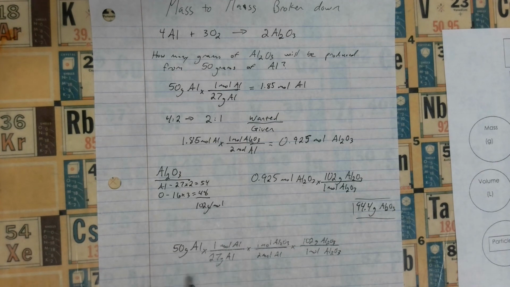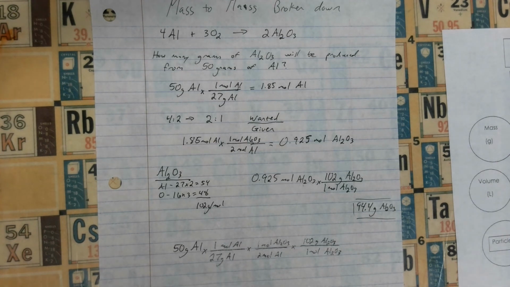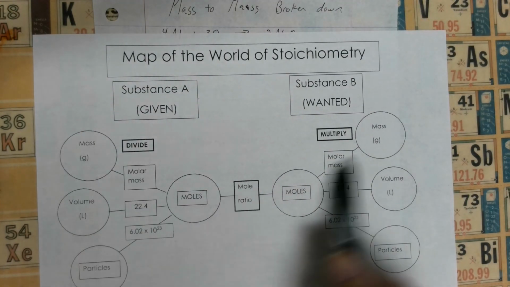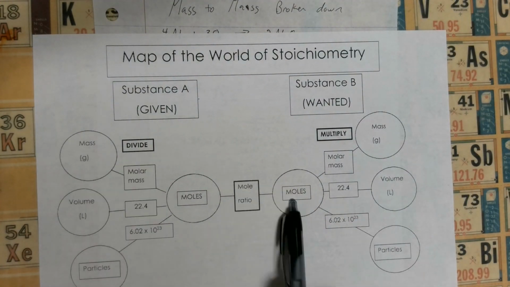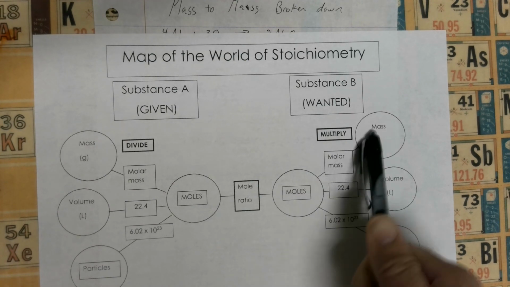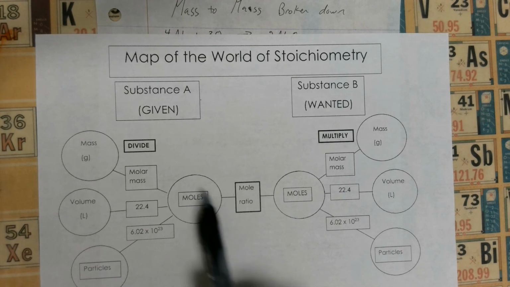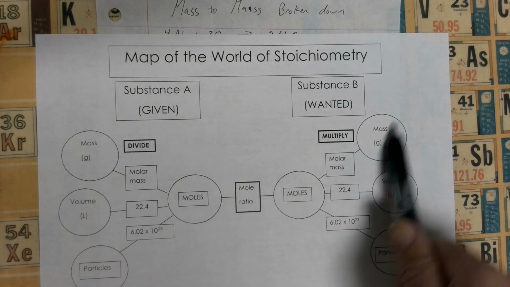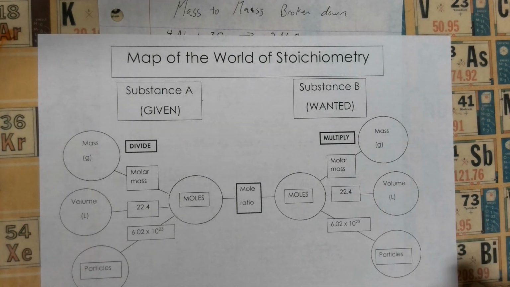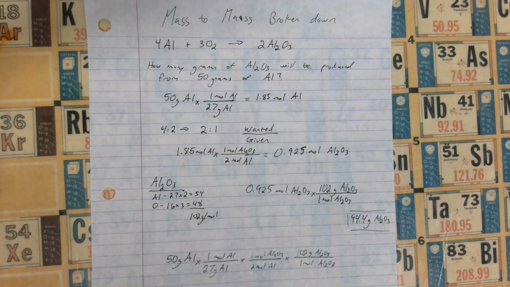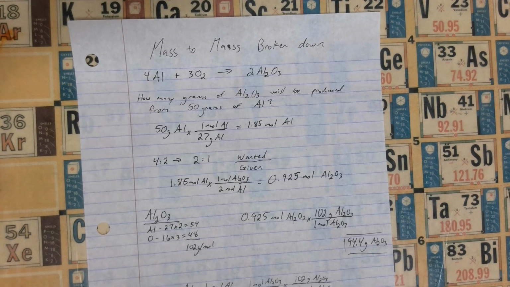Depending on where you are, sometimes you're only given mass and you'll go to moles, so you're not going to do this last step. Or maybe you're given moles and you're trying to go to mass, so you won't do this first step. You'll just start here, do the mole ratio first. But if you're doing a mass to mass problem, you will do all of these steps.